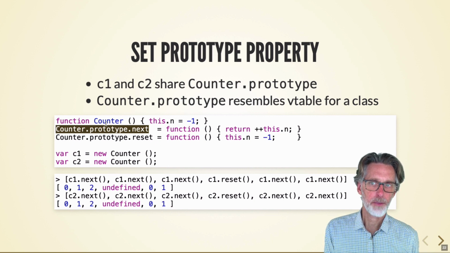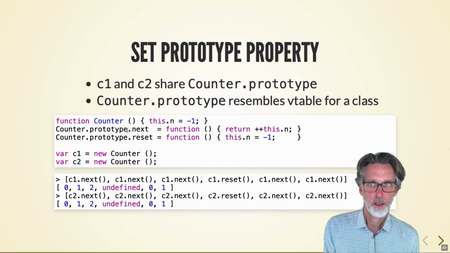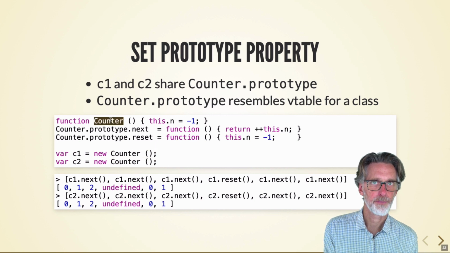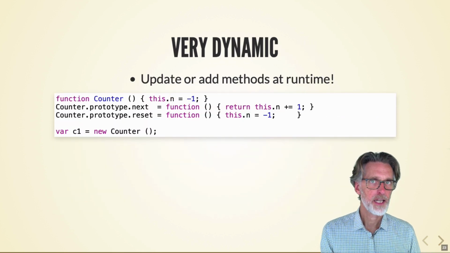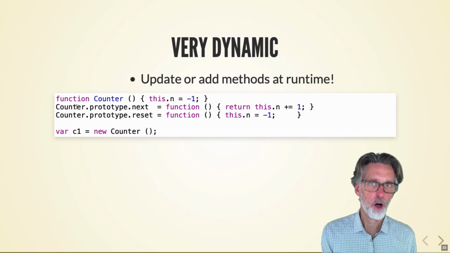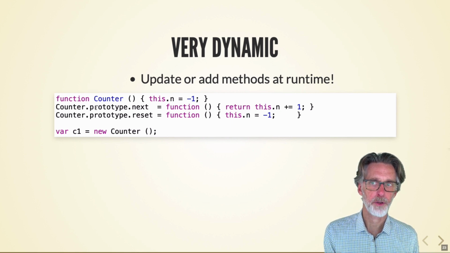These prototype objects are similar to vtables, which we'll look at in C++. The prototype object is shared for all of the counters that are created using this function. Consistent with the very dynamic nature of JavaScript, it's actually possible to update the prototype object dynamically, and that will change the behavior of all of my counters linked through that prototype.